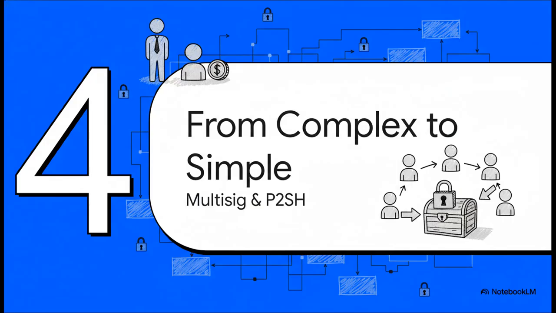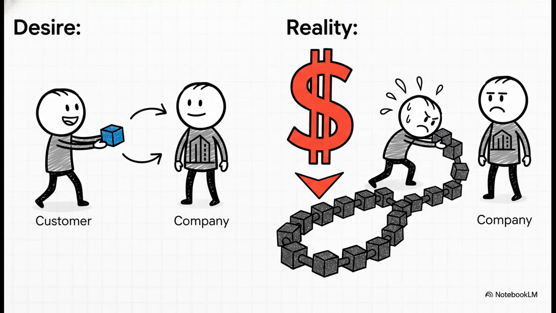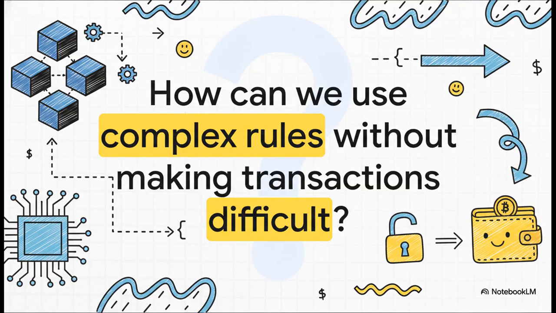Now, P2PKH is great for you and me, but what about more complex situations? What if a big company needs, say, 2 out of its 5 partners to sign off before any money gets spent? You can actually do that with something called a multi-signature or multi-sig script. It's an incredibly powerful feature for things like corporate security. But there's a catch. The script itself, listing all 5 of those public keys, is really long and clunky, and that creates a huge headache for the customer who has to pay them, because it makes the transaction big and much more expensive. So this very practical problem, it demanded a much more elegant solution.